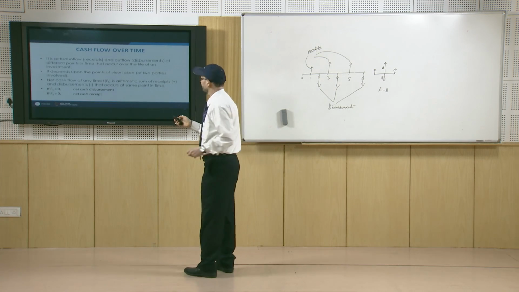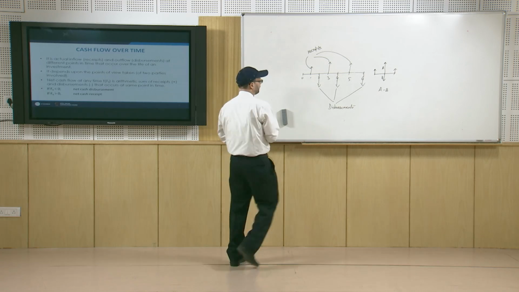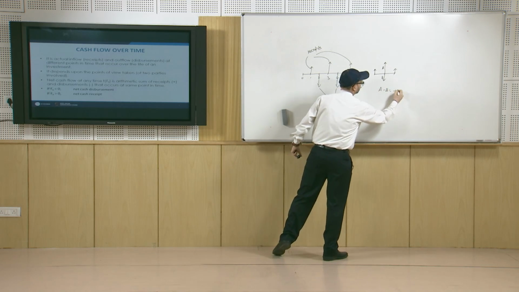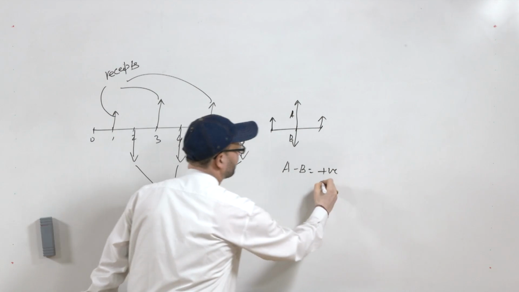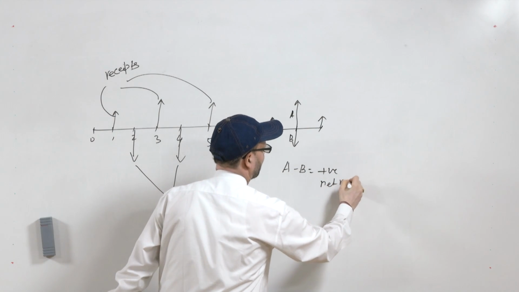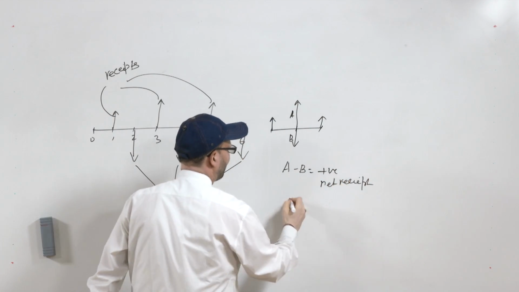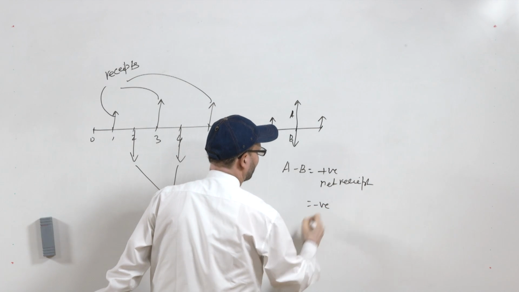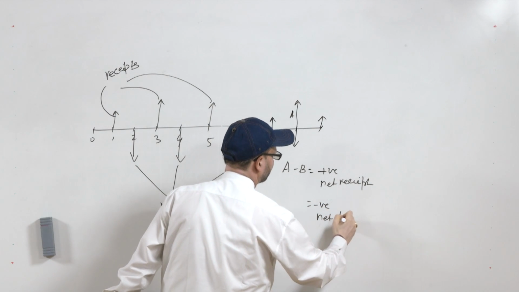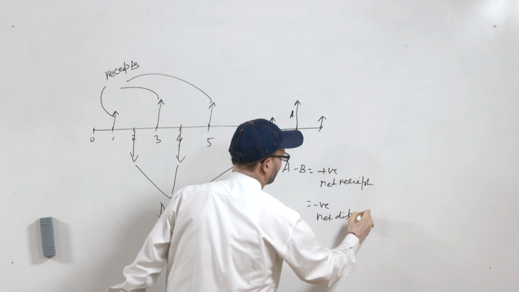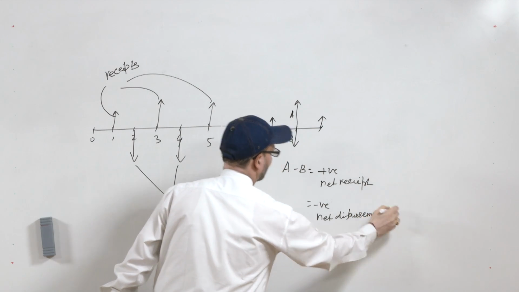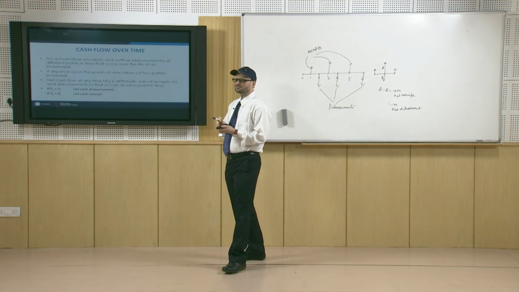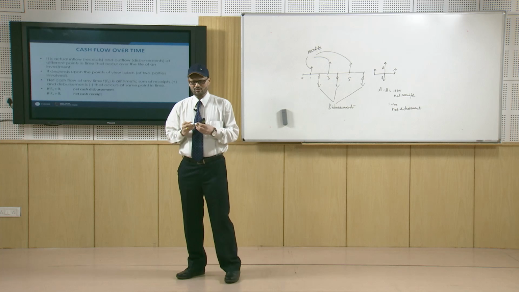If it is positive, it is known as net receipt, and if it is negative, then it is known as net disbursement. So, this way you have cash flows occurring over the span of time.